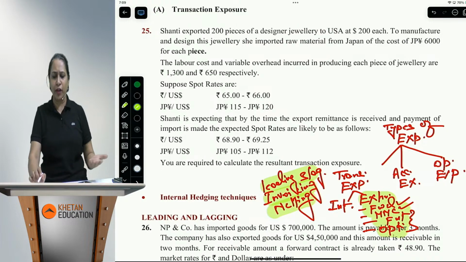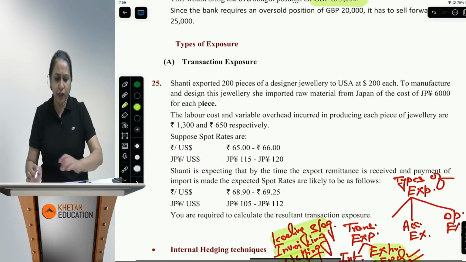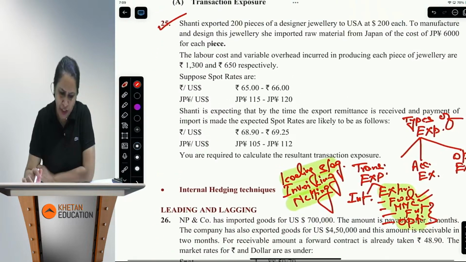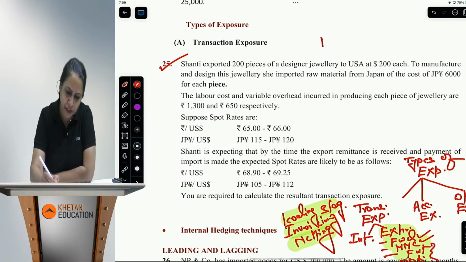Thank you, Harsha, for asking me. Now, look at this. Shanti exported 200 pieces of designer jewelry to, I think this is, the solution is not there. That means it should be a May 23 paper question.